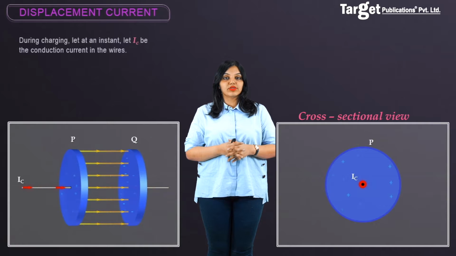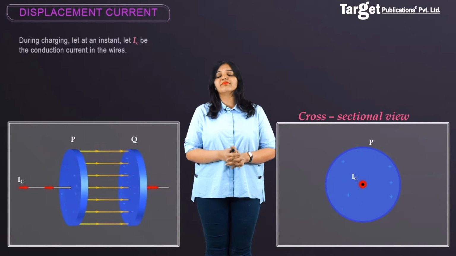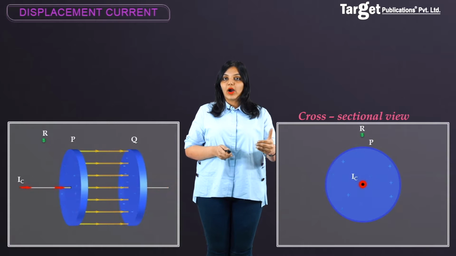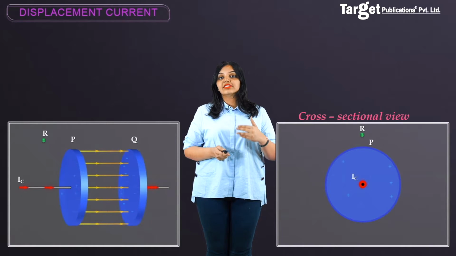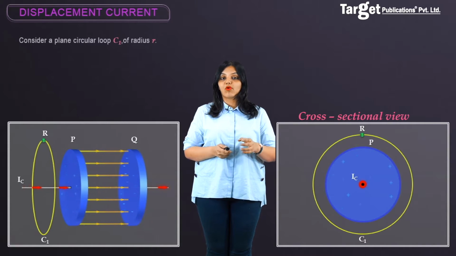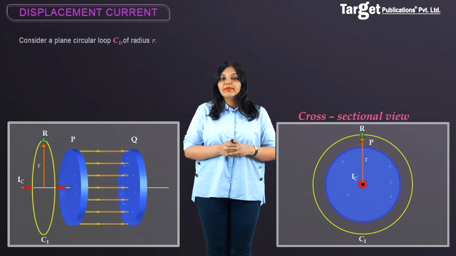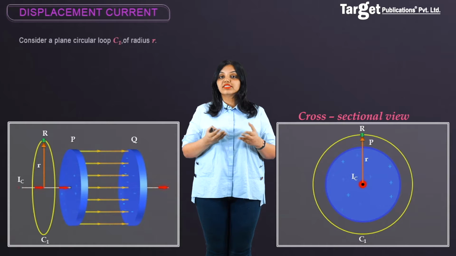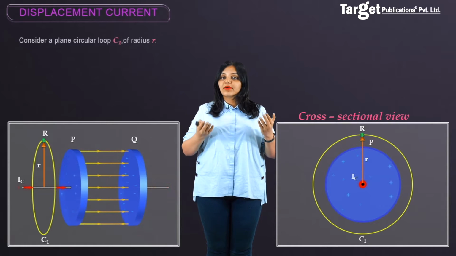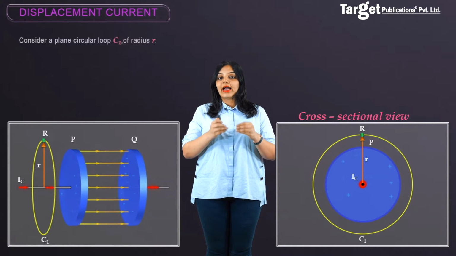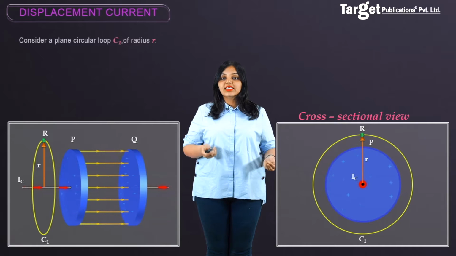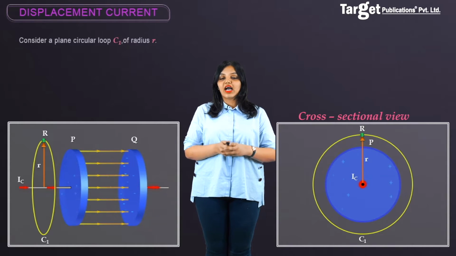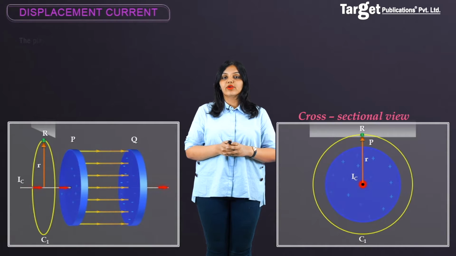And what Maxwell wanted to do was try to find out the magnetic field at some point, let's say R, outside this wire. This point R lies on a loop of radius small r. To find out the magnetic field at point R, Maxwell used Ampere's circuital law. And to use Ampere's law, we know that we require an Amperian loop. So as you can see, we have considered a plain circular loop C1 of radius r, which is our Amperian loop.